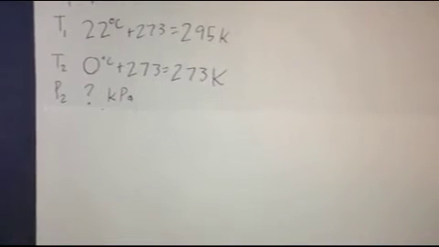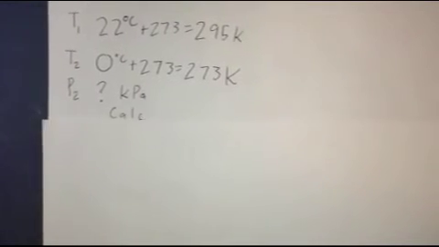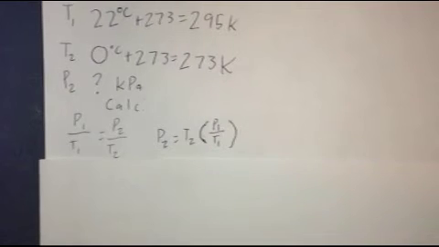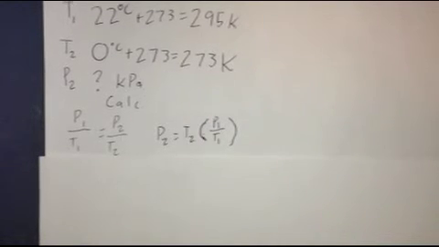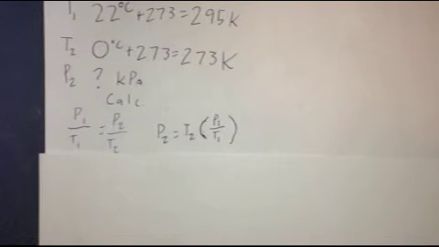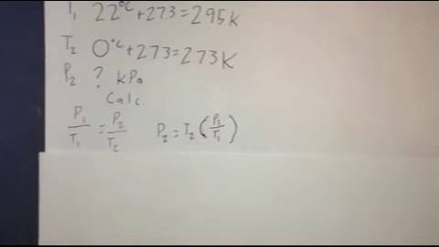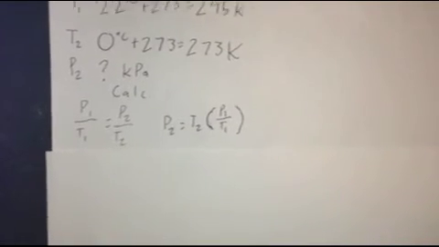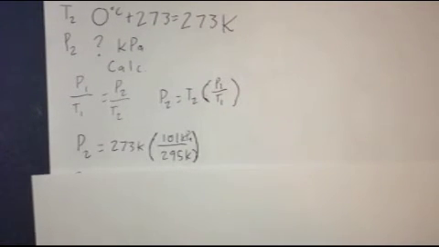So to calculate this, we plug it into Gay-Lussac's formula. So that's P1 over T1 equals P2 over T2. Since we're solving for the final pressure, we rearrange the formula using simple algebra. That comes out to P2 equals T2 times P1 over T1. Then we simply plug in our givens into the formula. So then we get P2 equals 273 Kelvin times 101 kPa divided by 295 Kelvin.